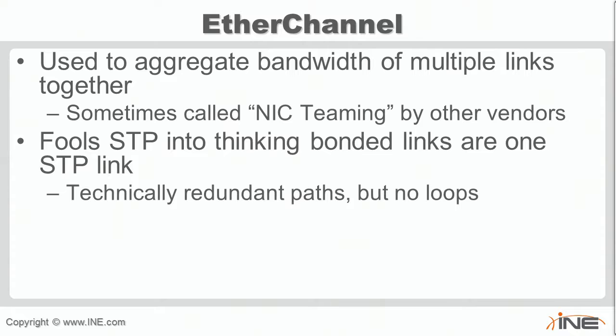So we're allowed to have redundant paths in the network, but we're still going to prevent loops because the switch knows that when it sends traffic out, when it gets to the other side, it's part of the same channel. So it's technically not going to cause a loop.